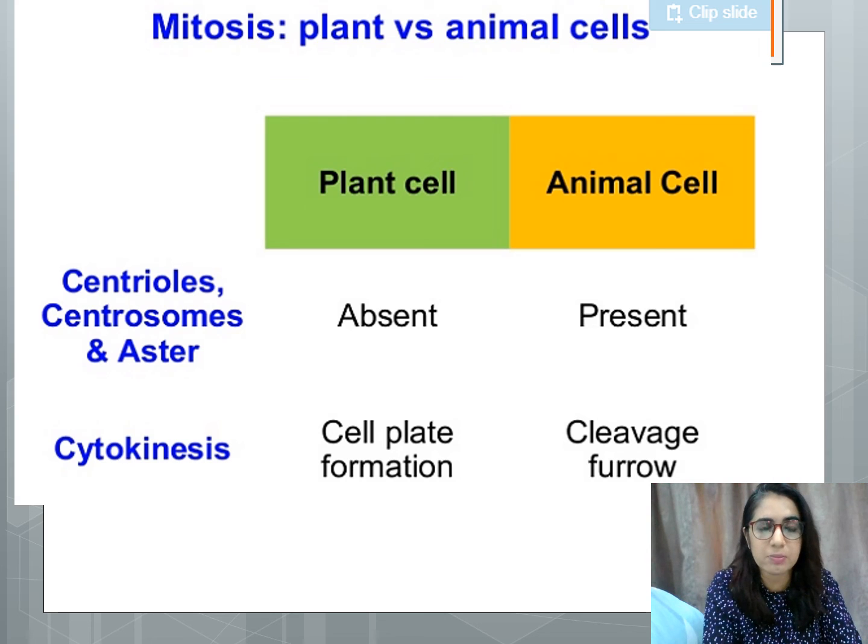So, the difference between mitosis in plants versus animals. In plants, there are no centrioles and centrosomes, but in animal cells there are centrioles and centrosomes, where spindle fibers and so on are involved in dividing the cells. In plant cells, cytokinesis happens by formation of a cell plate, whereas in animal cells, cytokinesis happens with the help of a cleavage furrow, where the cells divide into two.